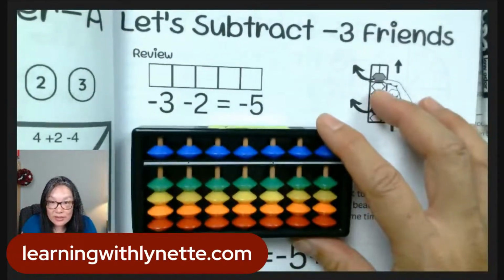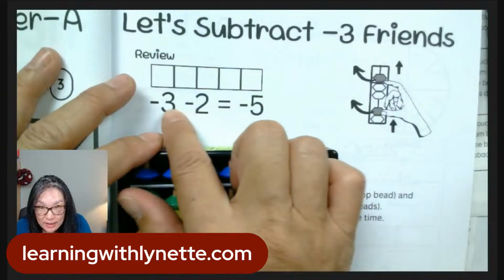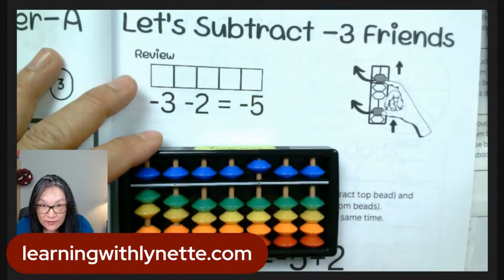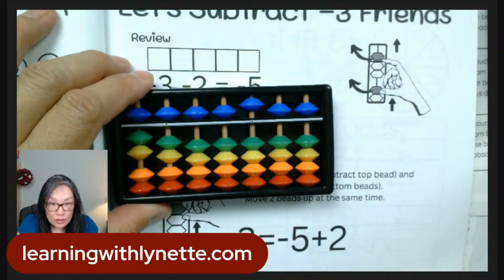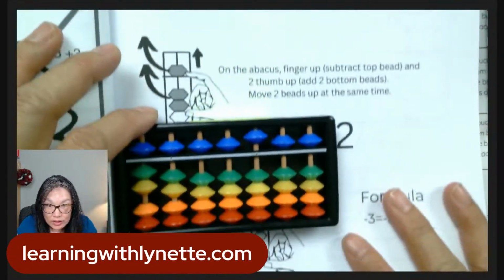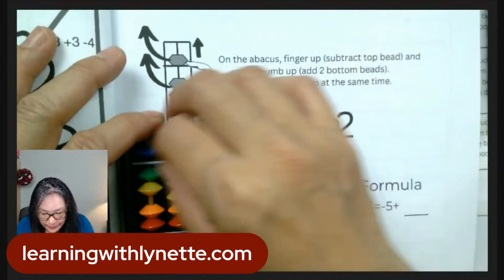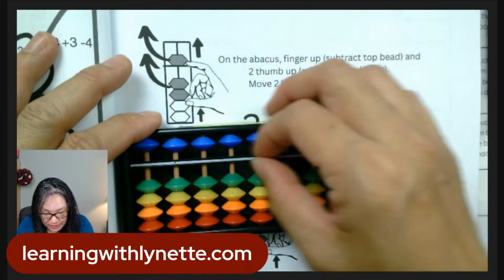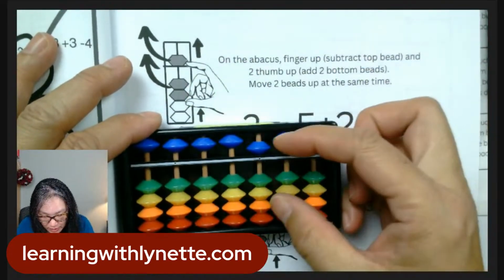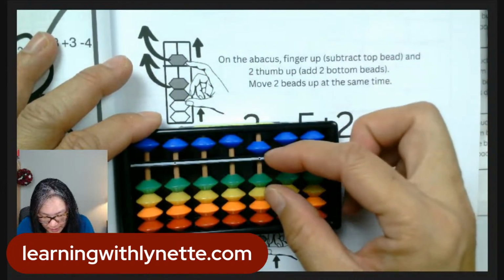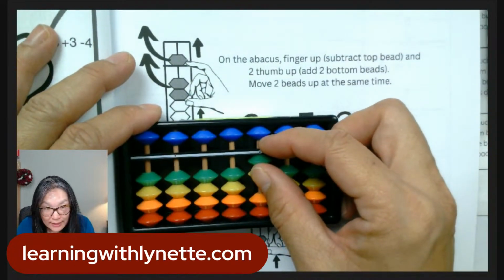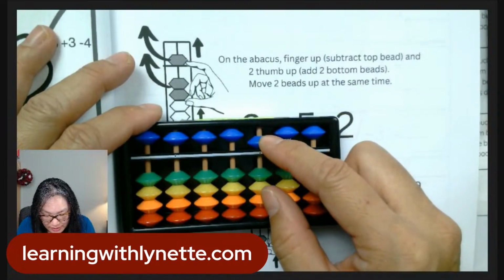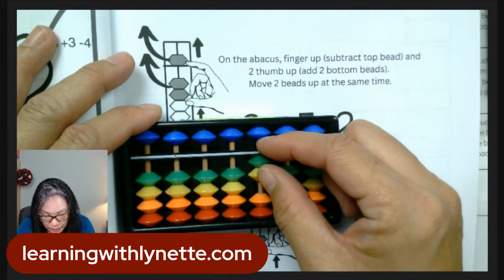When we minus the 3, again, you see this is the formula. The formula is minus 3 equals minus 5 plus 2. So what we're going to do is move these beads. We have minus the 5 and plus the 2. So if I have 5, I'm going to take away 3. I have to move the top bead like that. Does that make sense? So 5 minus 3 is minus the 5 plus the 2.